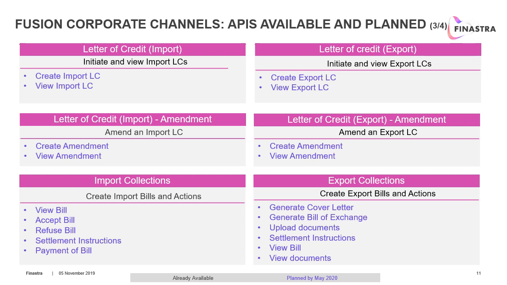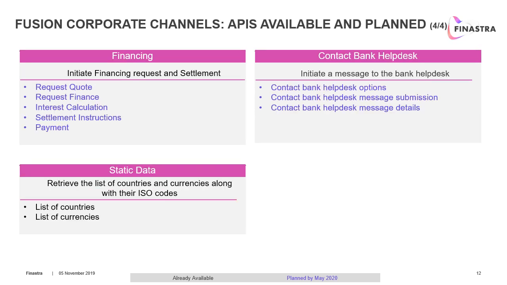Similarly on the export side. Then another API on the trade finance is on the financing, where the corporates can initiate a financing request on the different invoices, and then once that is done, if they want to settle the invoice, they can also request for a settlement using the payment API.